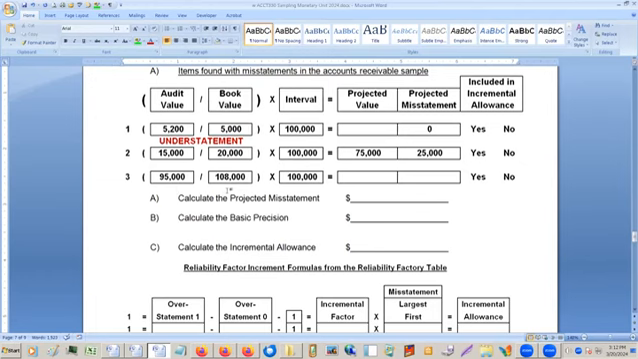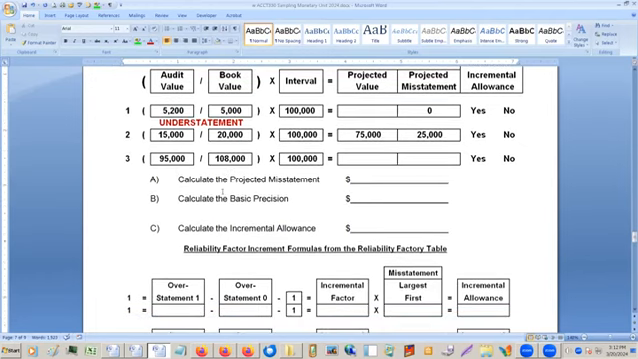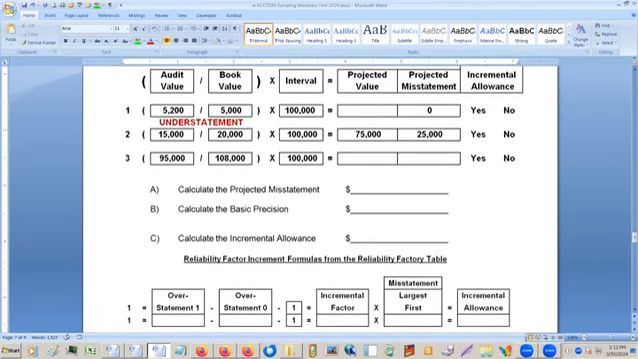All right. This one has also got a wacky problem. What's wacky about this one? The one thing that's wacky about this one is that the book value is greater than the interval.